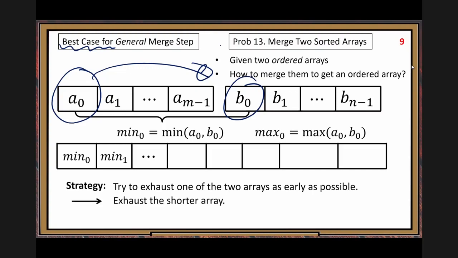So the best case, we exhaust the shorter. Then we can do fewer comparisons. Shorter, the smaller number of m and n. Okay? So the best case efficiency, the answer, minimum of m and n.